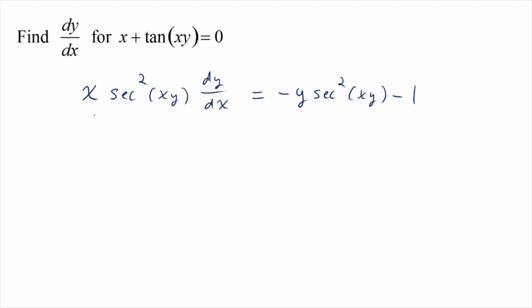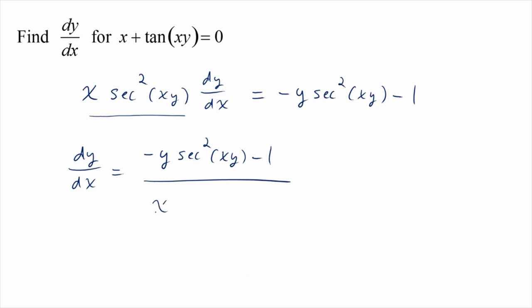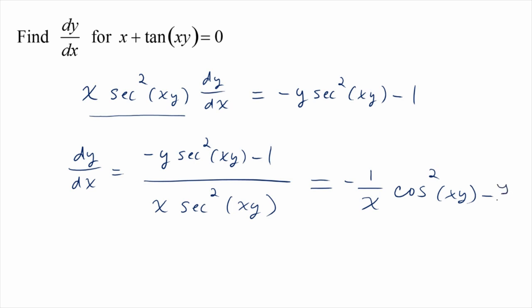And now all that's left is to divide both sides by this expression. So dy/dx equals negative y secant squared xy minus 1 all over x secant squared xy. Now this expression could be simplified also to negative 1 over x cosine squared xy minus y over x.